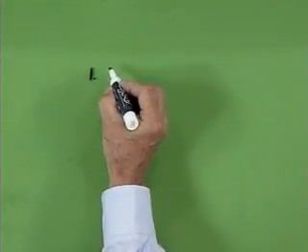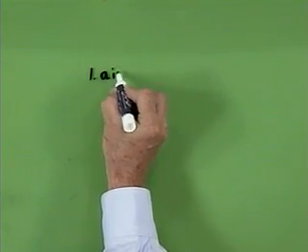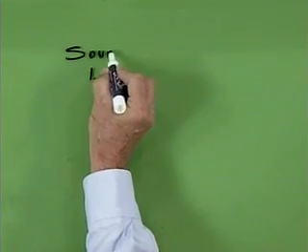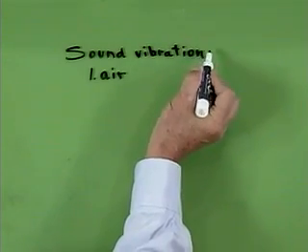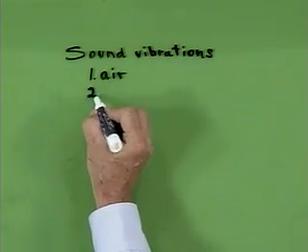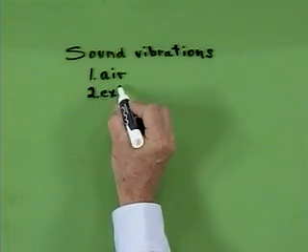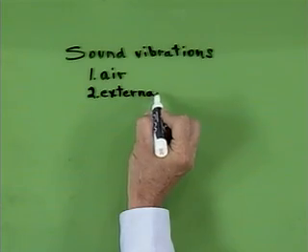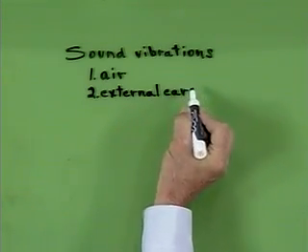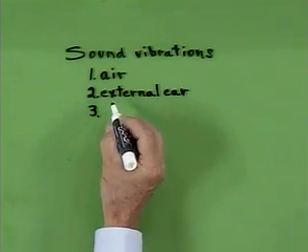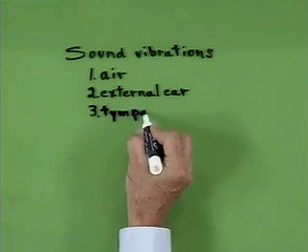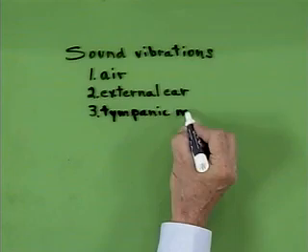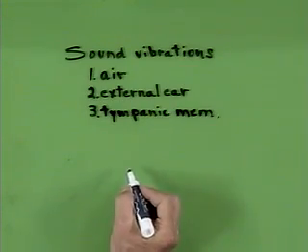So let's make a list here. We're going to say number one on our overhead camera. We'll list, we've got sound vibrations in air. Got those vibrations in air. And then we've got them in the external ear. And then you said tympanic membrane. That's going to be, we're now moving to the middle ear, aren't we? I'm going to write M-E-M, period, for membrane, okay?